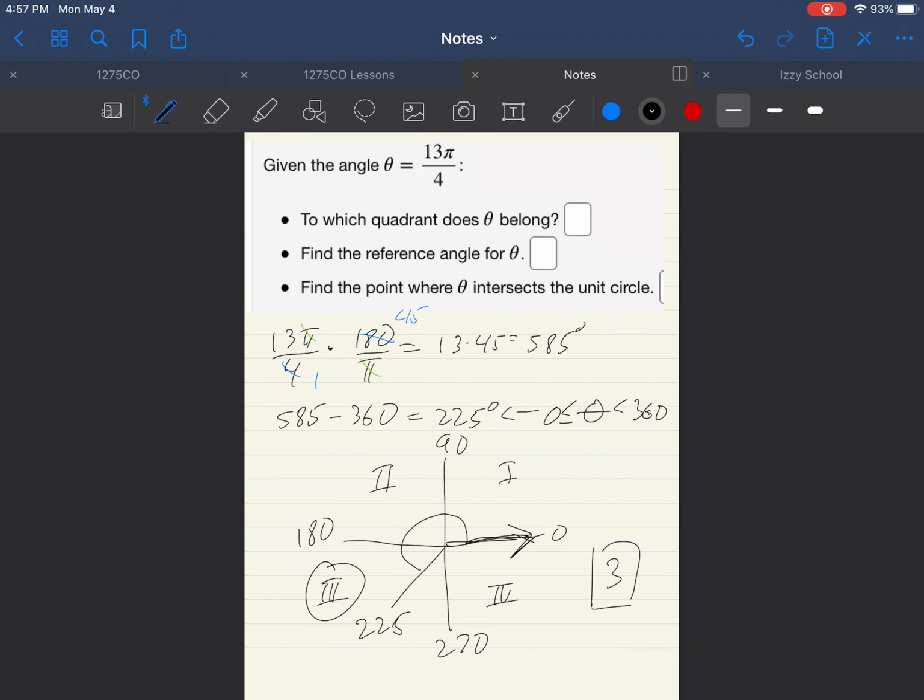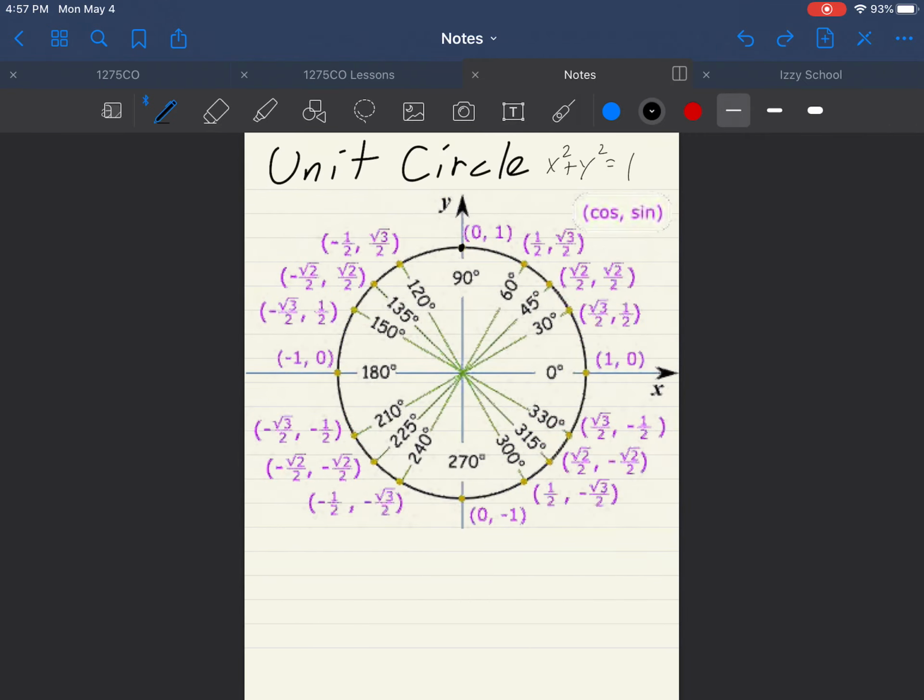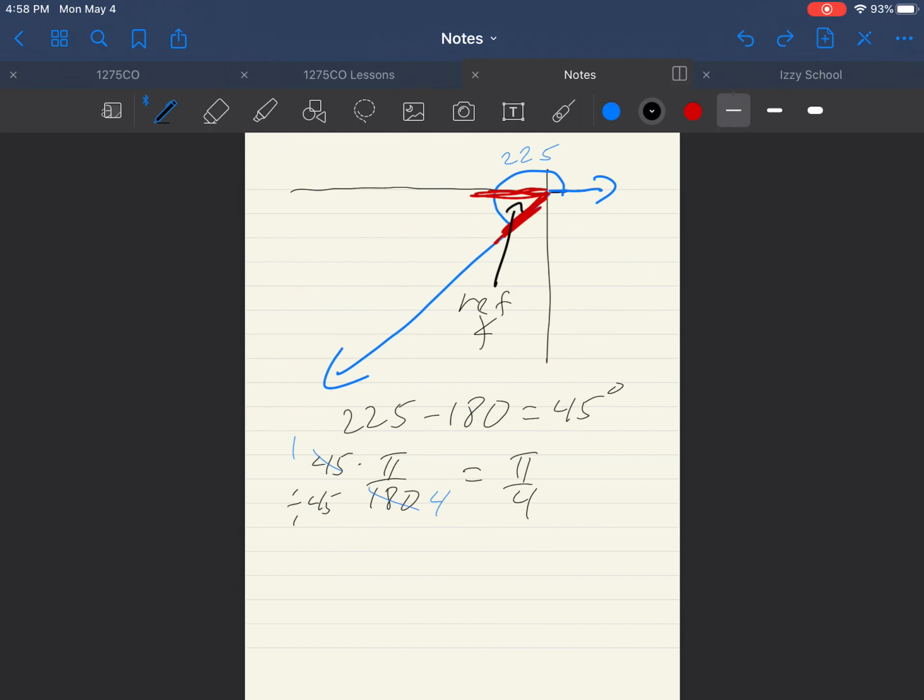Now the next thing we want to do is find the point where theta intersects the unit circle. We can see from here that if we were to draw a 225-degree angle, starting at the initial side, swinging around to 225, this angle is going to intersect the unit circle at this red point, this ordered pair of negative radical 2 over 2, comma, negative radical 2 over 2. Let's actually build and show the work to get that ordered pair.